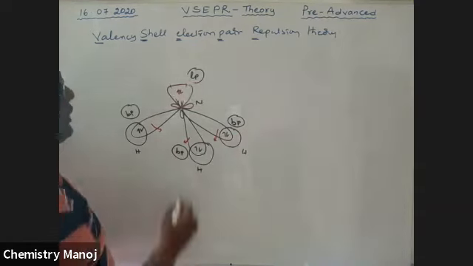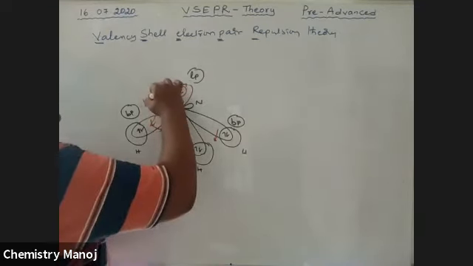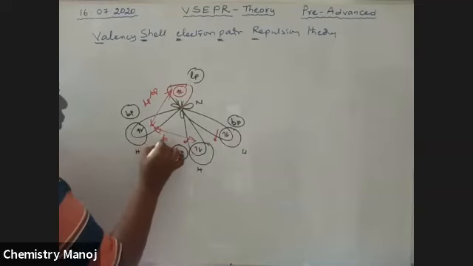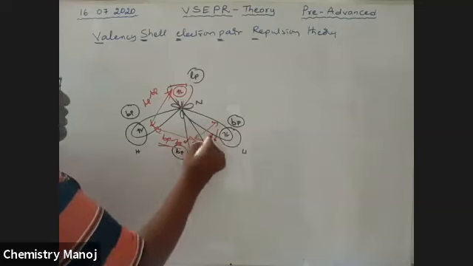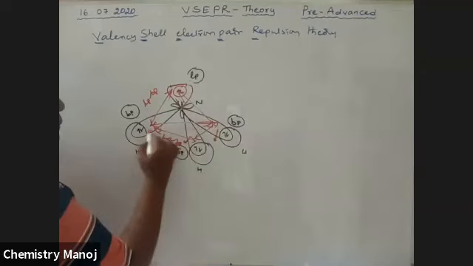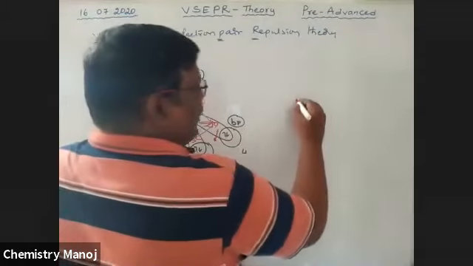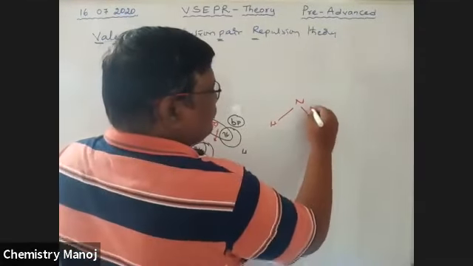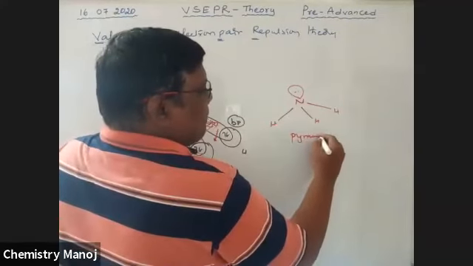So what types of repulsion are there? This is a lone pair. This is a bond pair. Between them, lone pair-bond pair repulsion. Between these two, bond pair-bond pair. Between these two, lone pair-bond pair. Between these two, bond pair-bond pair. All these repulsions finally give the pyramidal shape. Therefore, the shape of the ammonia molecule is like this, with a lone pair. It is a pyramidal shape.